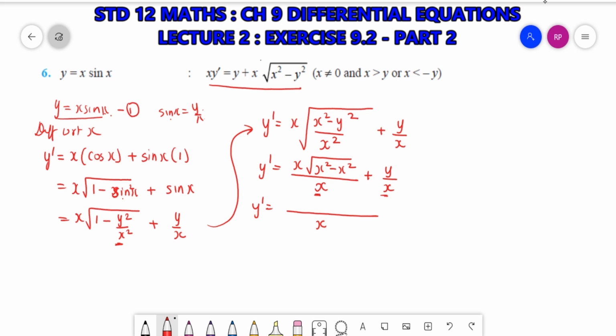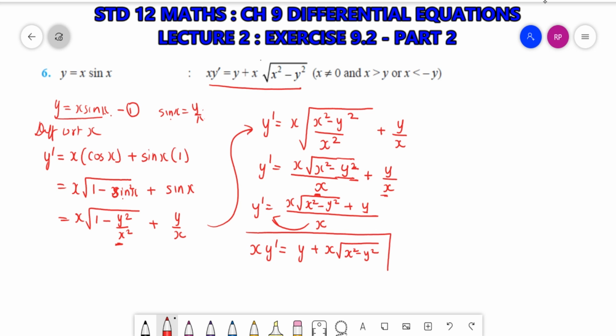Now let's add this. In both this case denominator is x, so x as it is, so it will be x into square root of, sorry, it's not x square, it's y square, x square minus y square plus y. Taking x on this side, I will get x y dash. We're writing this y first, plus x into square root of x square minus y square.